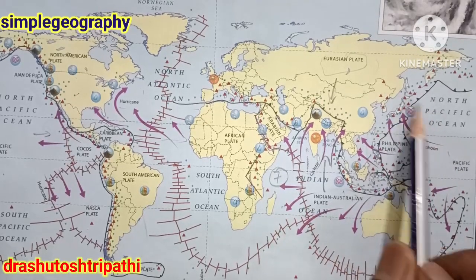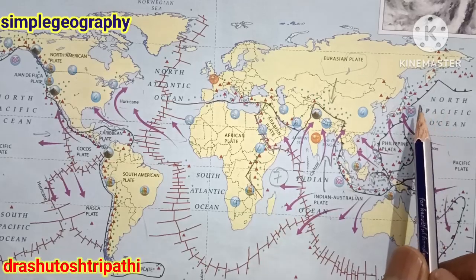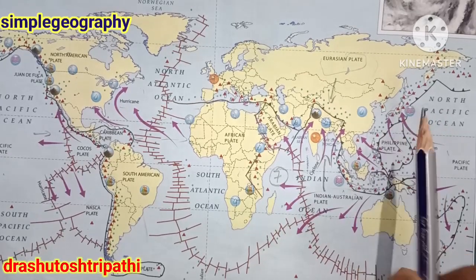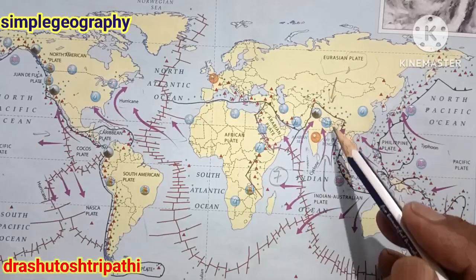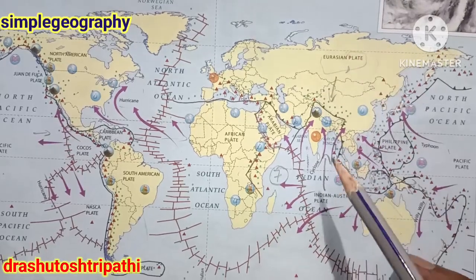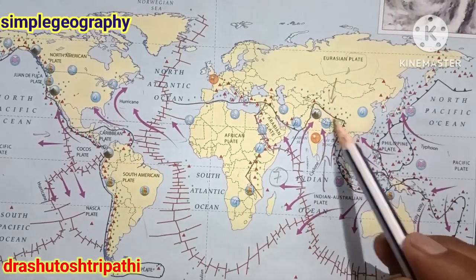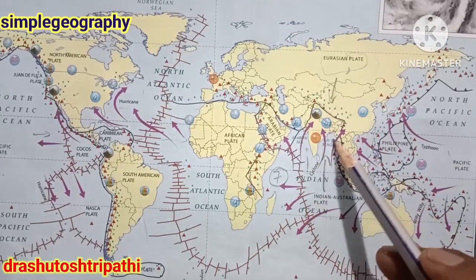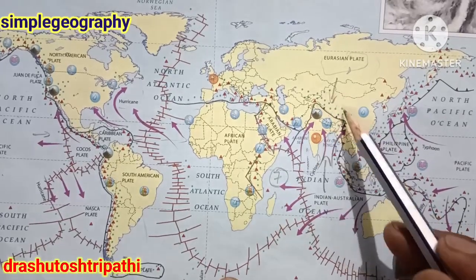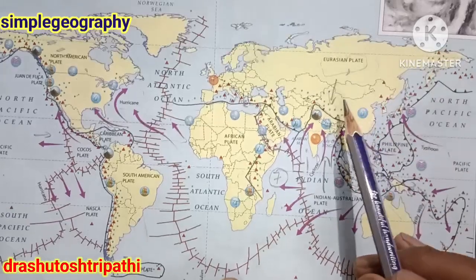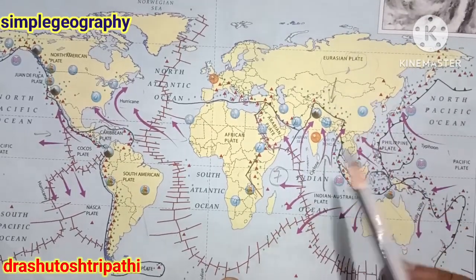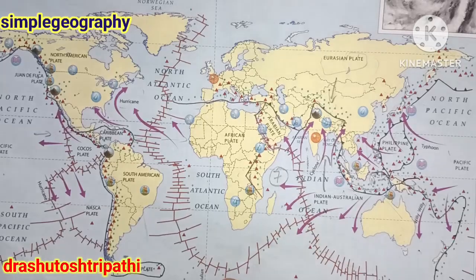So when these two plates collide with each other, a huge amount of water goes inside, which causes volcanoes. But if you see these two plates, this is a continental plate and this is also a continental plate, so no water goes inside. That's why no volcano is found in this Himalayan region. So the Himalaya is the result of the collision of two plates, the Eurasian plate and the Indo-Australian plate.